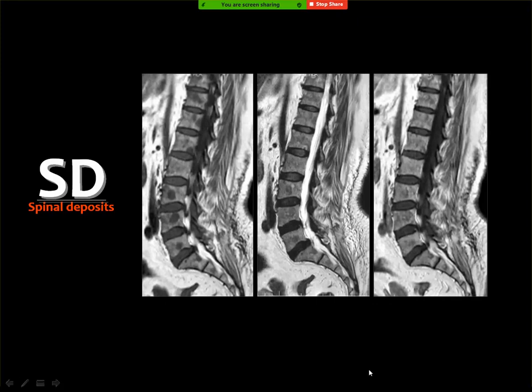And you remember that you do not need to inject contrast material for the diagnosis of metastasis, because metastatic deposits are of low signal in the T1, so they are better appreciated.